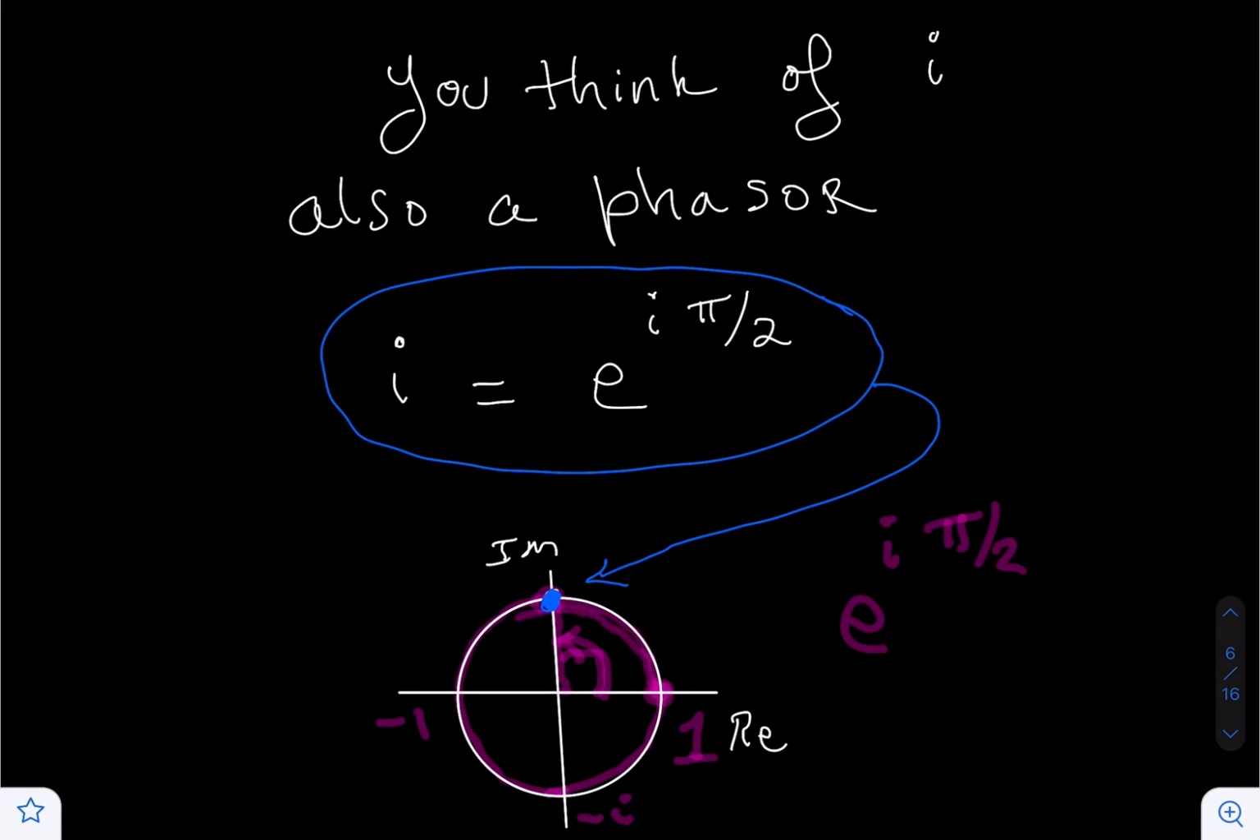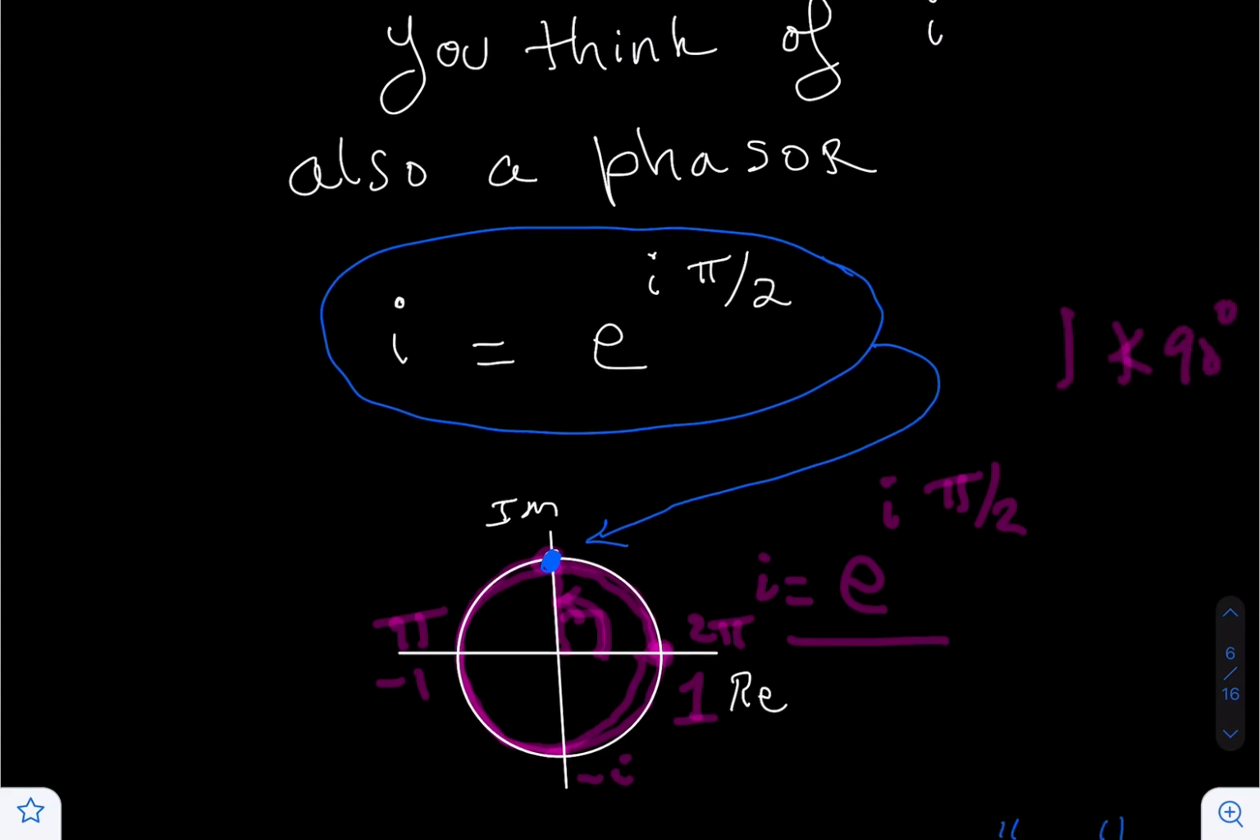Because if you go all the way around the unit circle, the length that you've walked around is 2 pi. So this is pi, this is 2 pi, and this is pi over 2. Remember, we express angles in their natural form, which is a length. It's the length of the unit circle that you walk around. So when you think of i as being equal to e exponent i pi over 2, then i is just a phasor. And it's a phasor that's got amplitude 1 and an angle of 90 degrees.